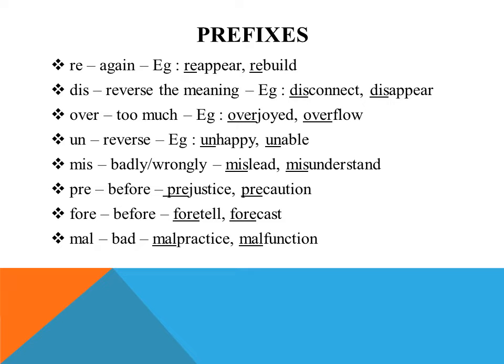The next word is pre. Pre always represents before. For example, prejudice, precaution. It is good to be cautious before. So that is called precaution. The next word is fore, which means before. Foretell, forecast. The weatherman forecasted the weather. The next word is mal, which means bad. Malpractice, malfunction. A malfunctioning switch might keep us from turning on a light.